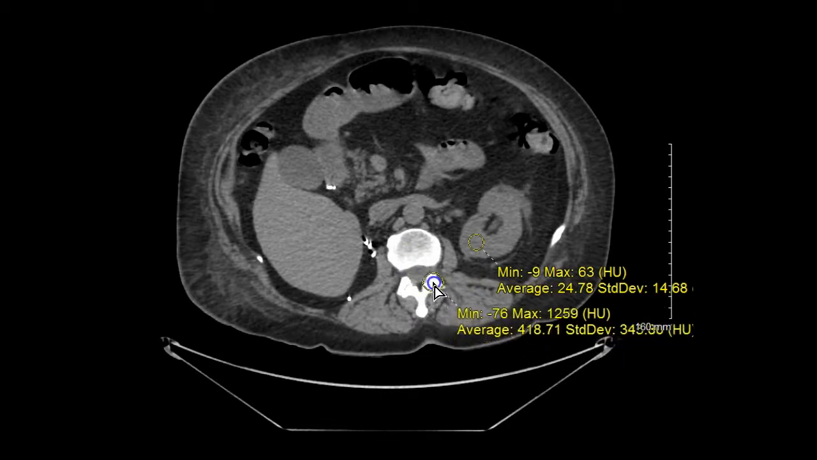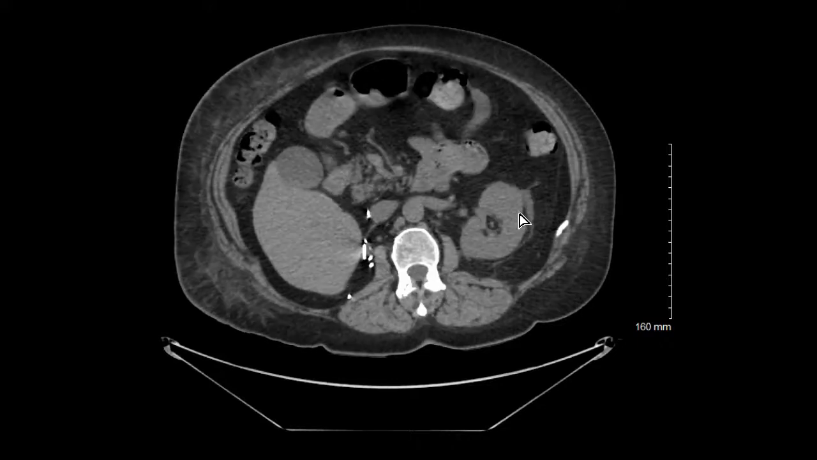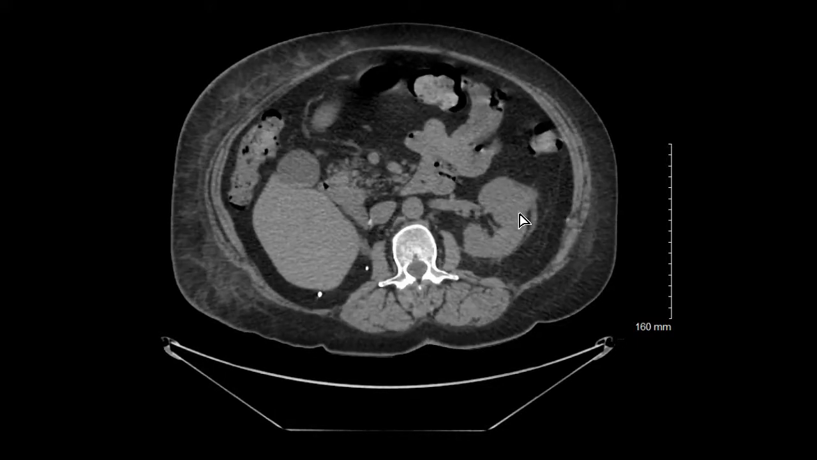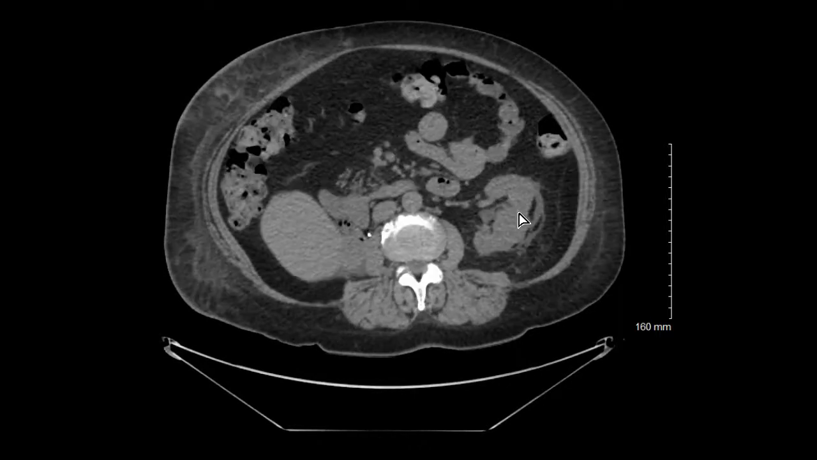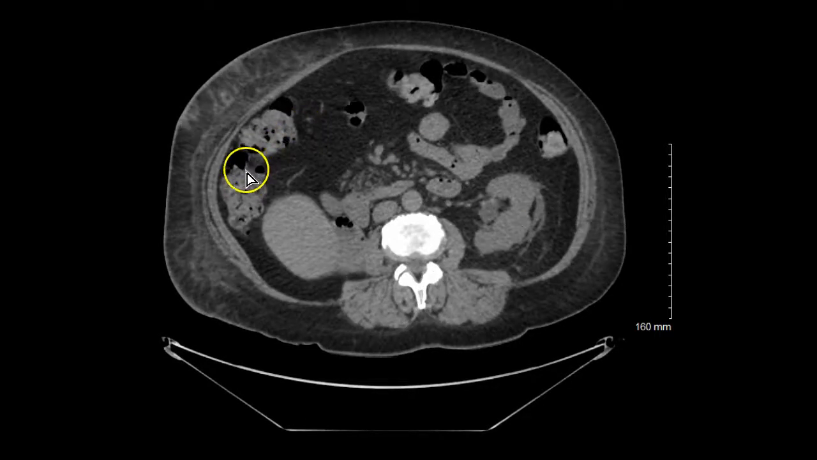Let's just go to this region here, just so you can see it a little bit better. You can see as we go around how these values are changing accordingly. And then additionally, as we look at other slices, continuing to go down this patient, you can look at any slice. We can basically get a point analysis for the loops of the bowel.